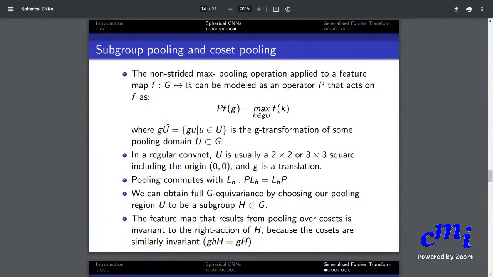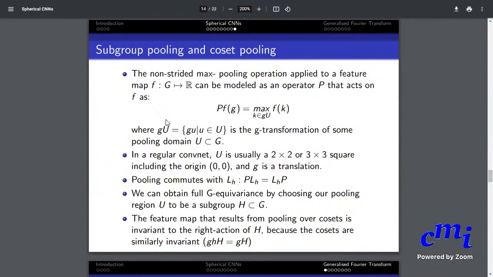And finally, we would want to show the same thing for pooling. The non-strided max pooling operation applied to a feature map F, which maps G to R, can be modeled as an operator P. Again, this is a new operator that is being introduced here just for the sake of explaining things. Now, P acts on F as follows. It's essentially the max of F(k), where k is varied over gU, and gU is the G transformation of some pooling domain, basically a coset.